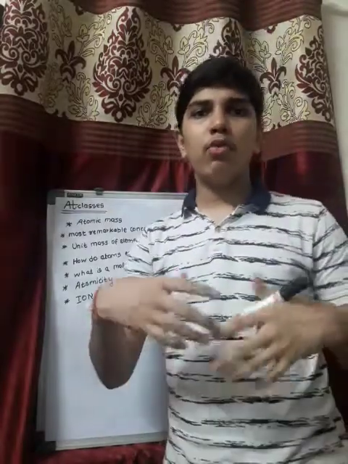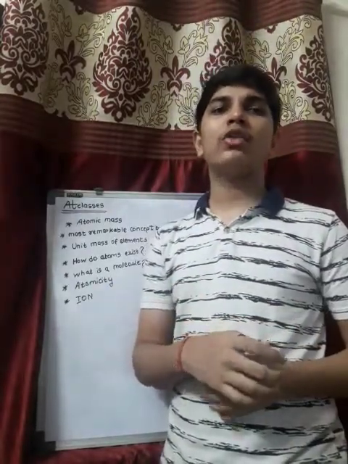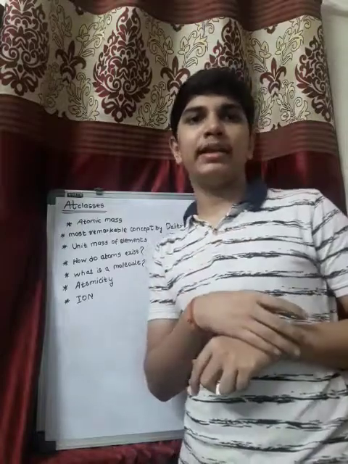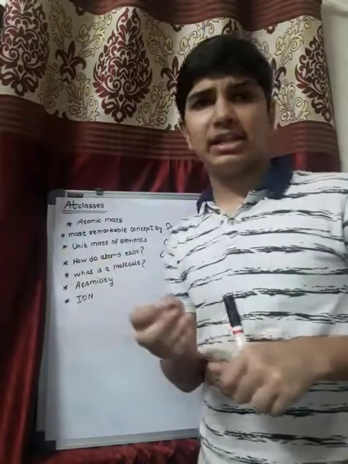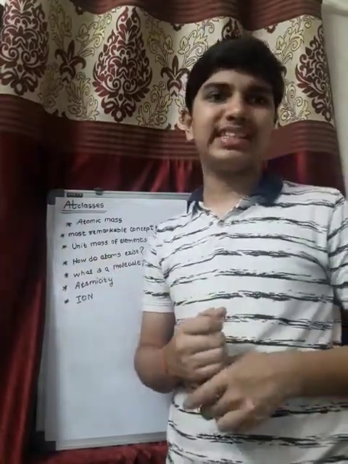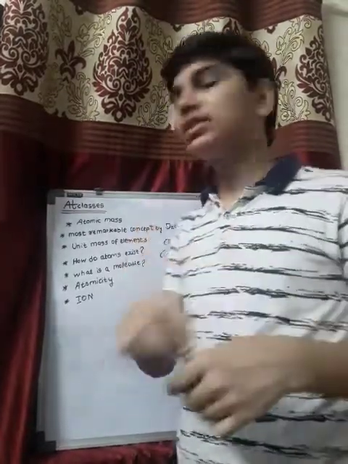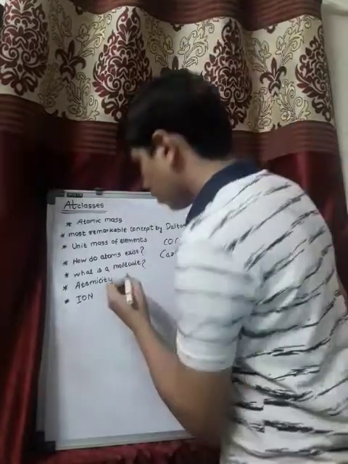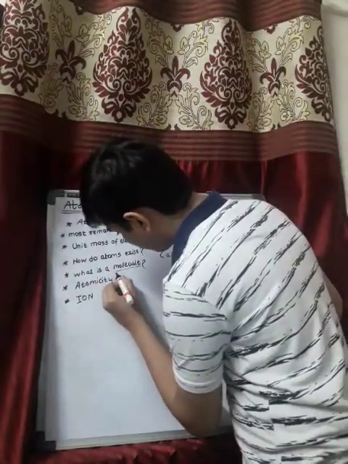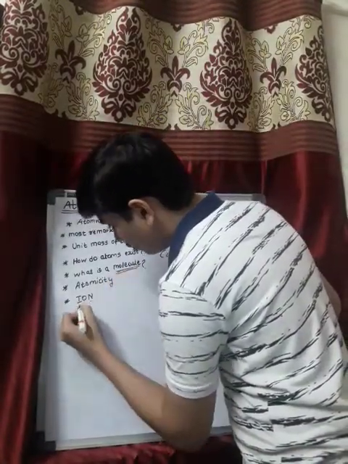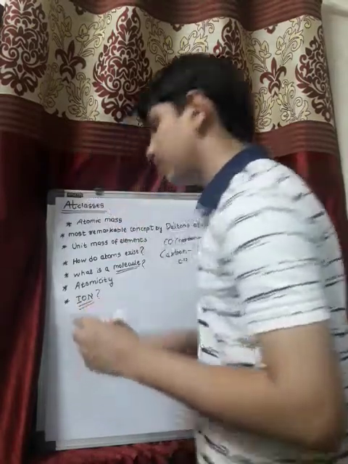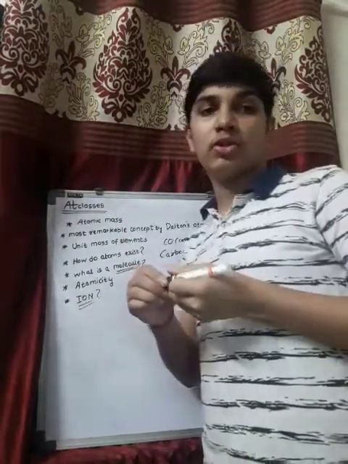Now most of the atoms are not able to exist independently, like hydrogen, oxygen, etc. These atoms form molecules and ions. Now what is a molecule and what is an ion, right? So we will be discussing molecules and ions.